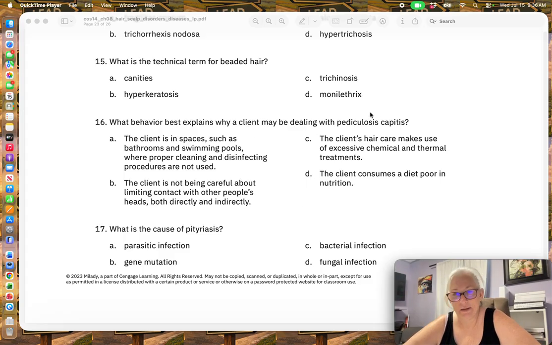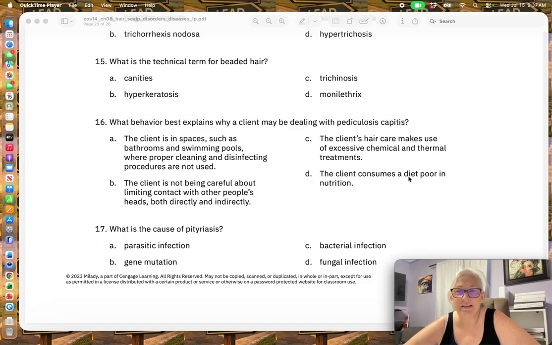All right, so here's the thing. You have to know what pediculosis capitis is. What is pediculosis capitis? Head lice. That's it. That's what it means. So if we're talking about head lice, what do we need to be careful about? We need to be careful that we are limiting contact with other people's heads, both directly and indirectly.